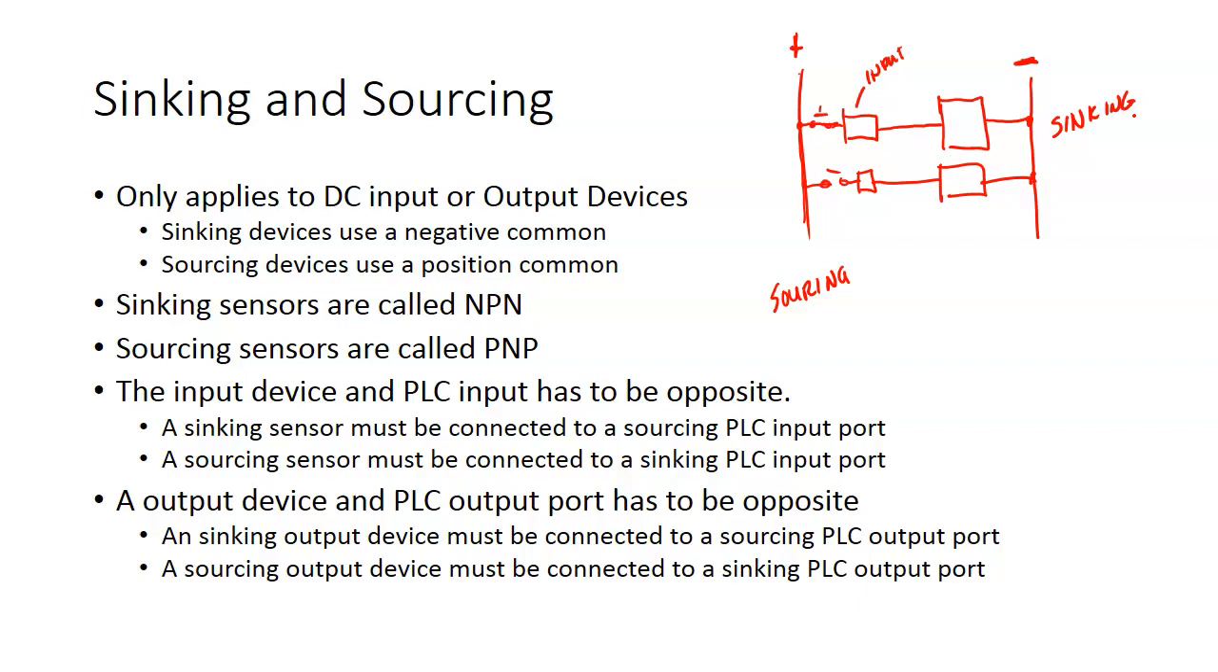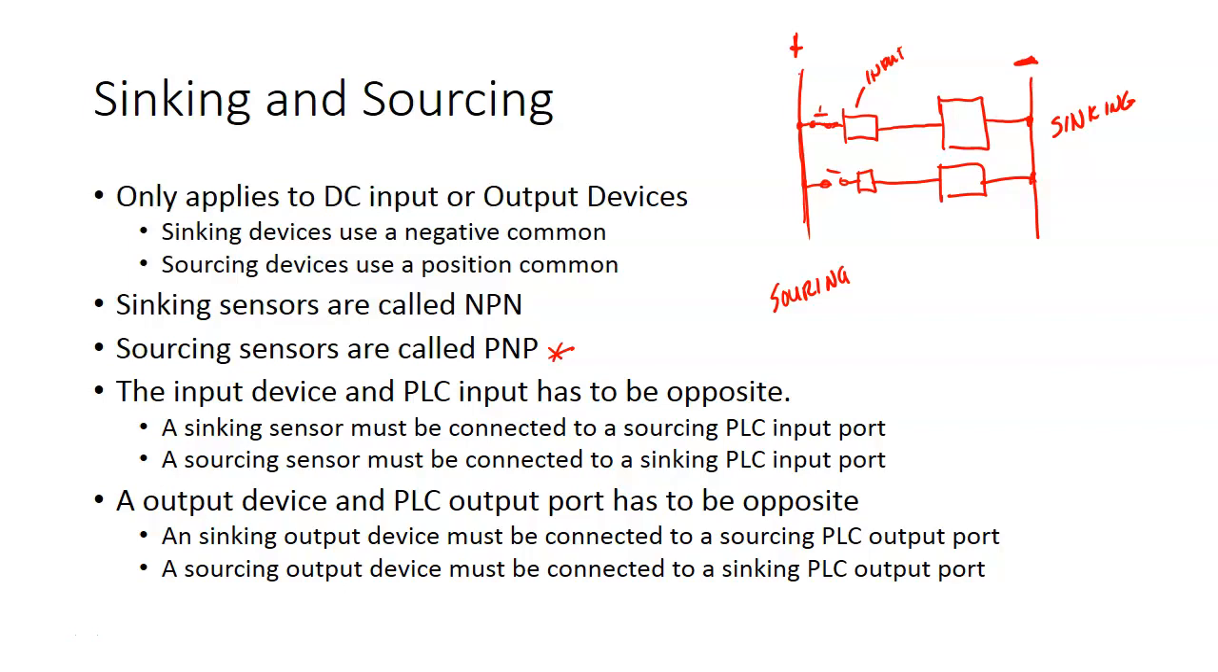Sourcing sensors are called PNP sensors, and syncing sensors are called NPN sensors. So a PNP sensor means that the PLC has a negative common on the inputs, and the sensor is sourcing. Did I say that right? Let me get this. This is what we're using right here. Our PLC runs a negative common on the inputs, which means we better replace our sensors with PNP sensors.